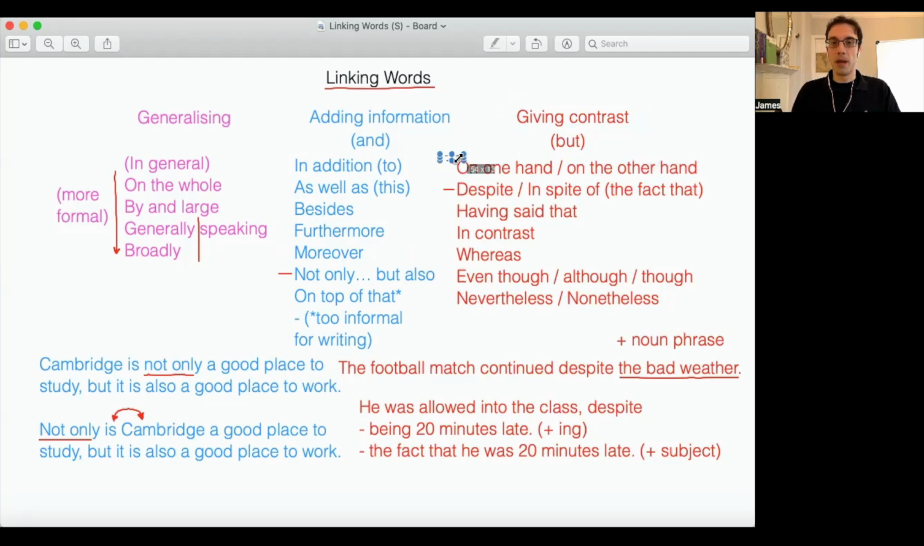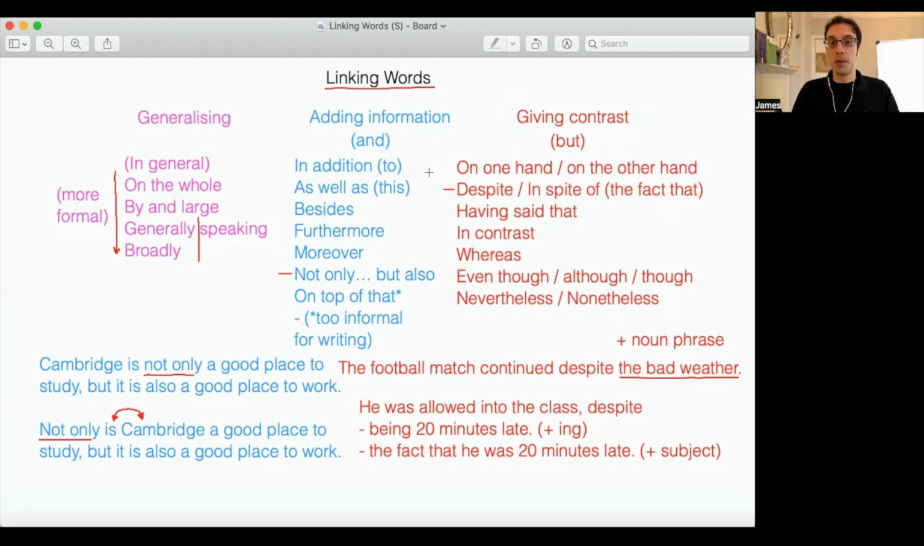So I've got a couple of phrases here, on one hand, on the other hand. So you give basically opposite examples. So on one hand, I think it's a very good idea, but on the other hand, there will be a few problems to take into account. Right, despite and in spite of.